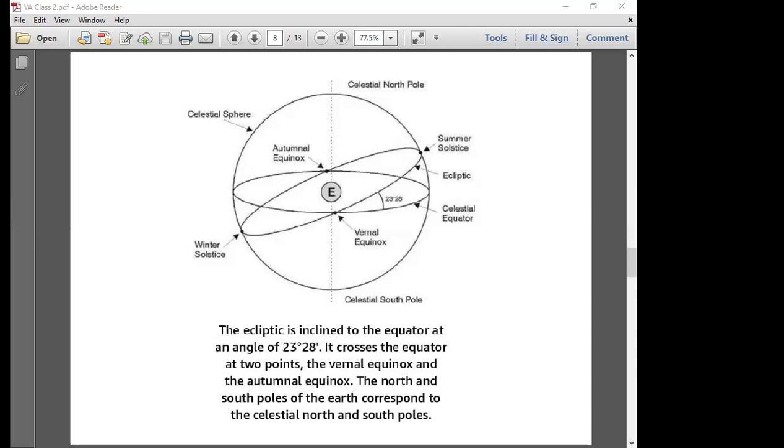And the great circle that passes in a north-south direction through the zenith and the nadir, through the celestial north and south poles, and through the north and south points of the horizon, is known as the meridian. Okay. So this can be a bit too heavy to comprehend for many.